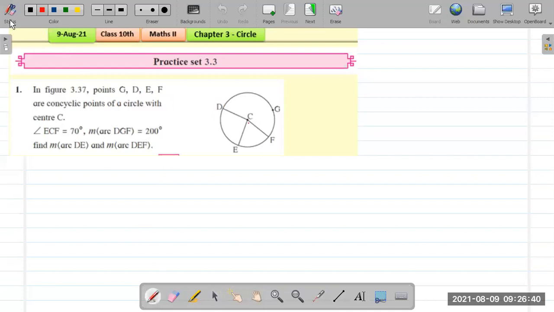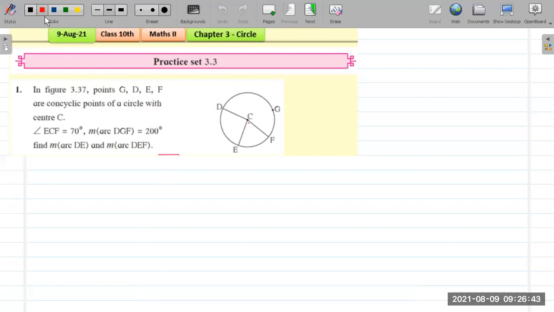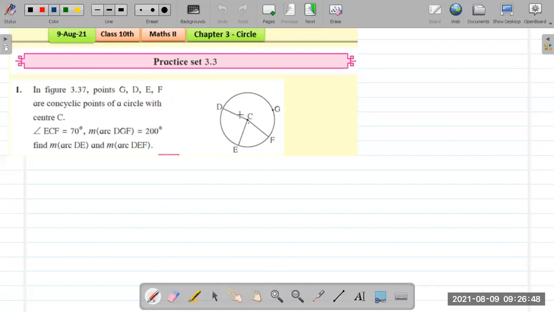Okay, so let's start. How can we begin? First let's highlight whatever is given. It says that points G, D, E, F are concyclic points with the center C. Angle ECF is 70 degrees. So let's highlight ECF, this angle. This angle is 70 degrees. And the measure of the arc DGF is 200 degrees. So DGF, I'm going to highlight it like this. This arc DGF is 200 degrees.